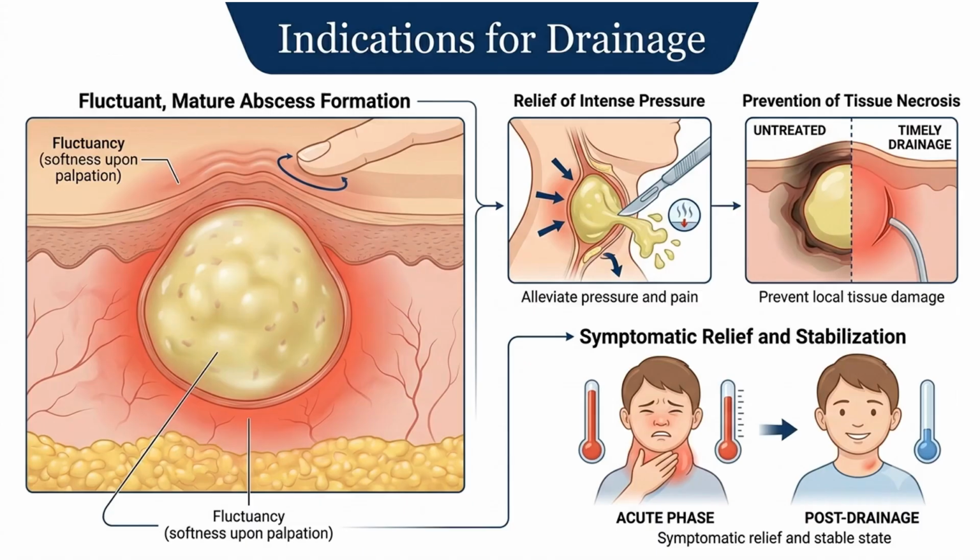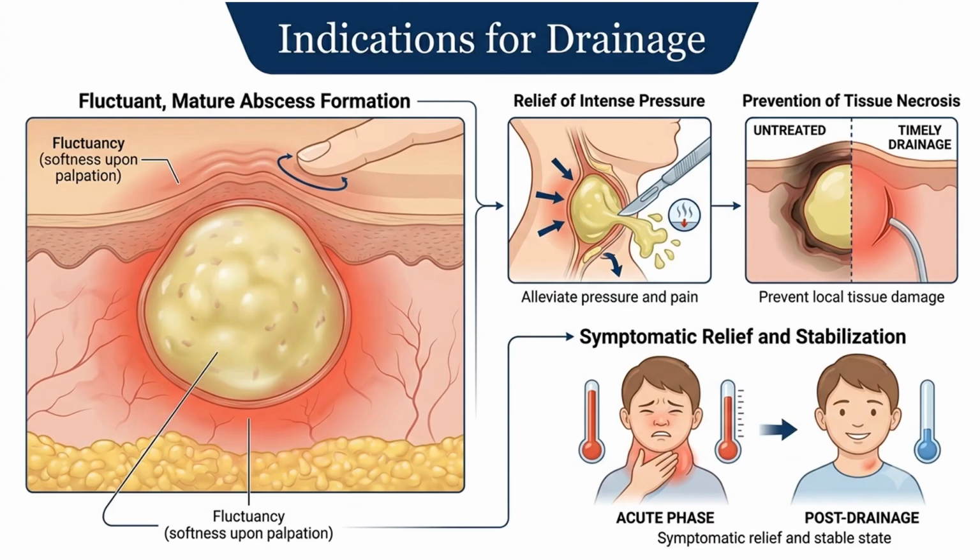When an infected thyroglossal cyst progresses to a fluctuant, mature abscess, timely surgical incision and drainage becomes necessary. This urgent procedure is specifically designed to alleviate intense loculated tissue pressure, evacuate toxic purulent debris, prevent local tissue necrosis, and provide immediate symptomatic relief.